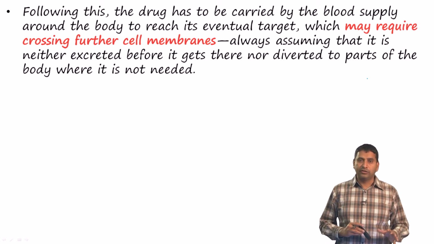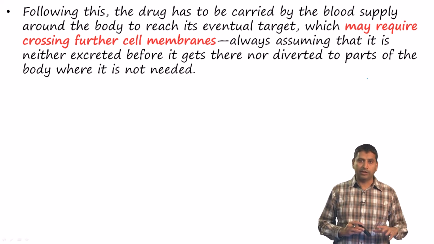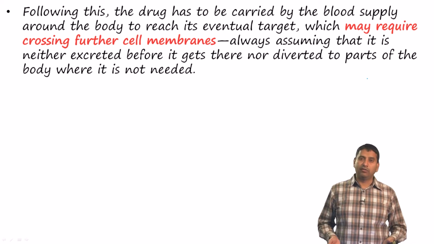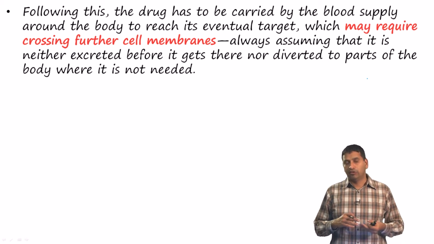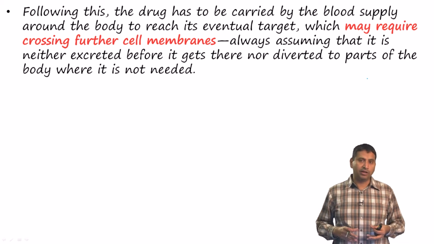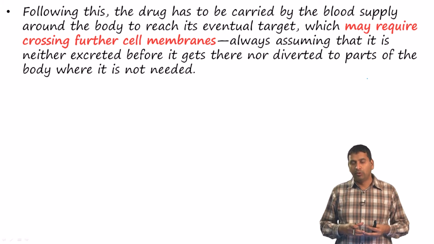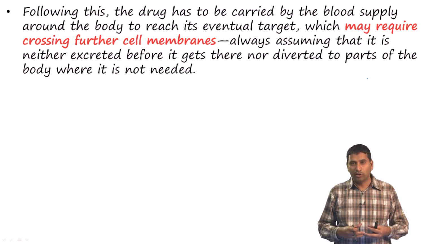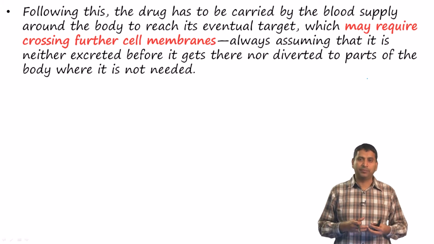Now, following this, the drug then has to be carried by the blood supply around the body to reach its eventual target. Keep in mind, we take an antibiotic, for example, because we have a bacterial infection. The bacterial infection may be in a local area, that means it may be only in the gut or only in the kidney and so on. So, the drug has to be able to be transported to the area where the infection is present.